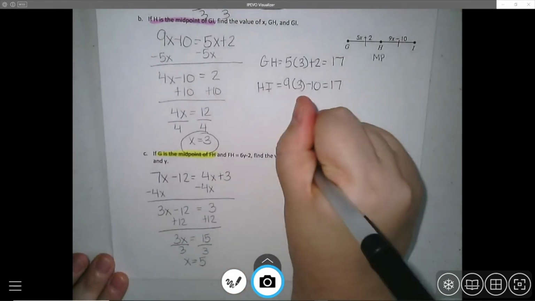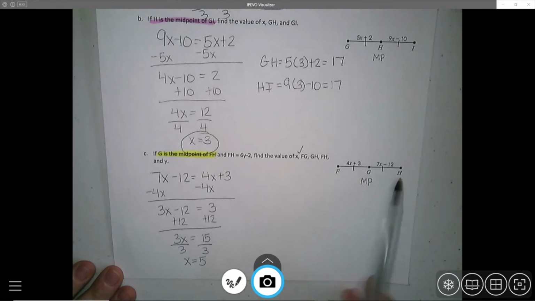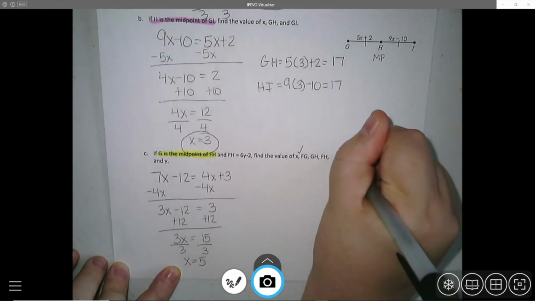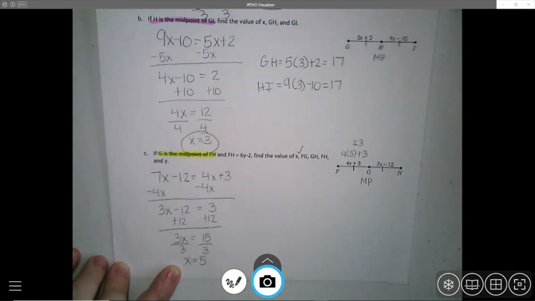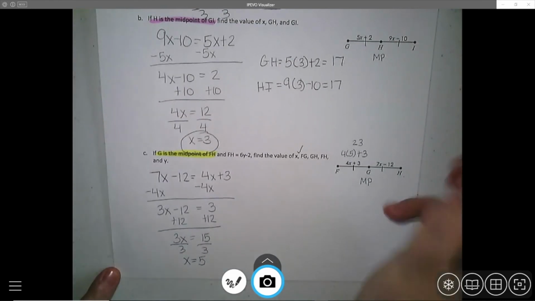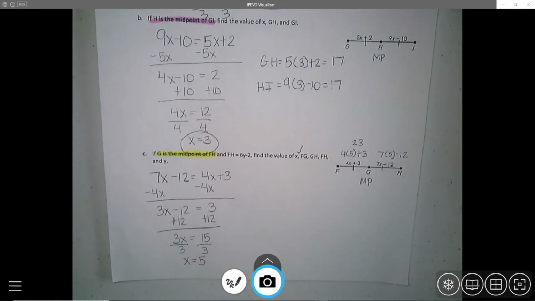Okay, I found the value of X. There's one thing that they wanted me to find. I can now also find FG and GH because I can substitute in my X. I know FG would be 4 times 5 plus 3. I get an answer of 23. Okay, I also can find GH. 7 times 5 minus 12. 7 times 5 is 35 minus 12 is 23 again.